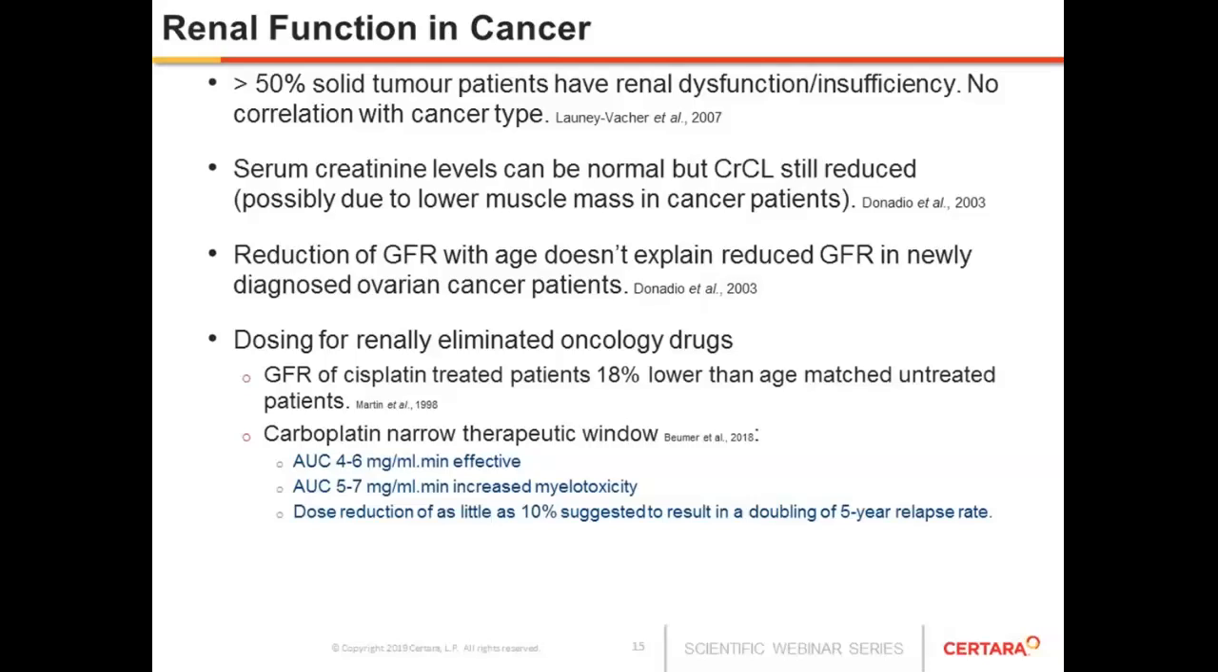For example, with the drug carboplatin, you can have an AUC between 4 and 6 and see that the drug is effective, but a range of 5 to 7 can increase the incidence of myelotoxicity. And on the flip side of that, any dose reduction as much as 10% can result in doubling of the 5-year relapse rate. So in this case, what we're really interested in is trying to find that sweet spot in terms of that drug.